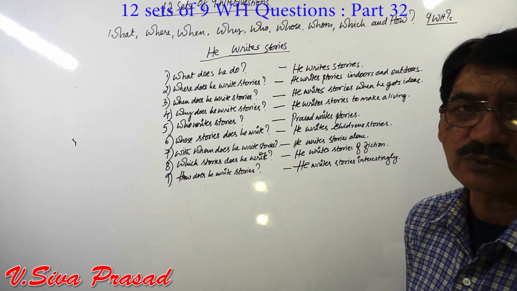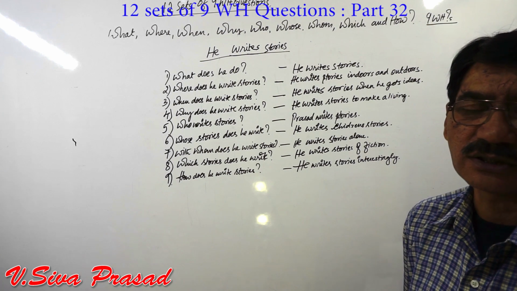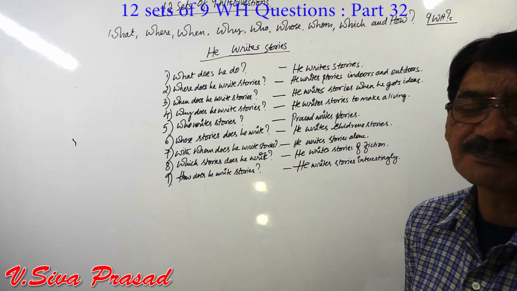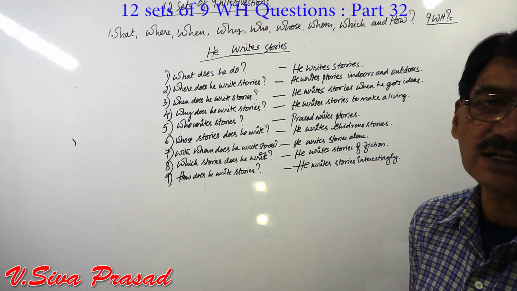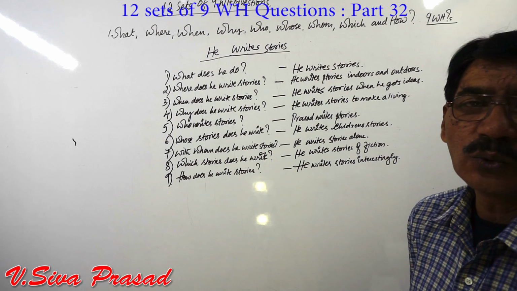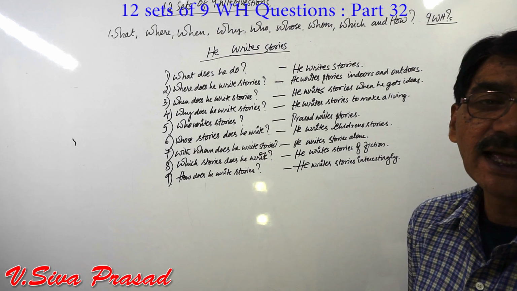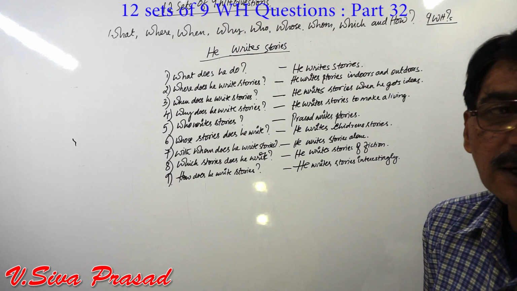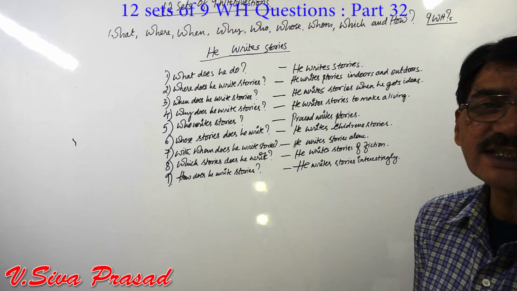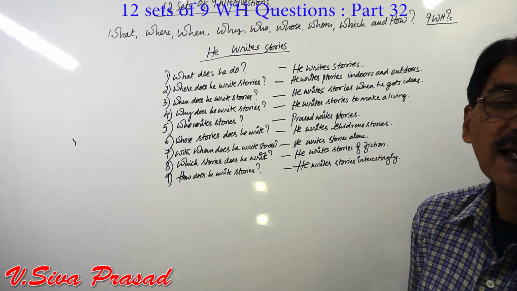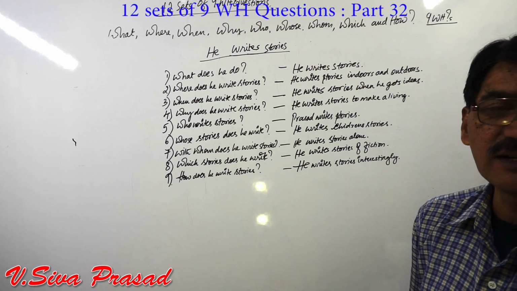Now let's go to the 10th one. What has he been doing? He has been writing stories. Where has he been writing stories? He has been writing stories indoors and outdoors. When has he been writing stories? He has been writing stories when he has been getting ideas. Why has he been writing stories? He has been writing stories to make a living.